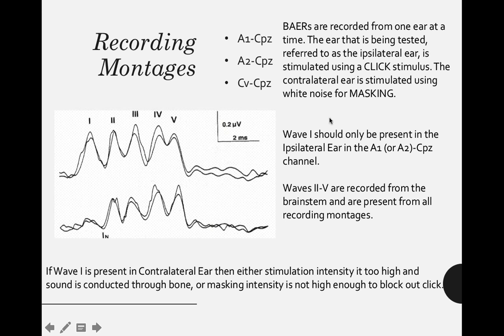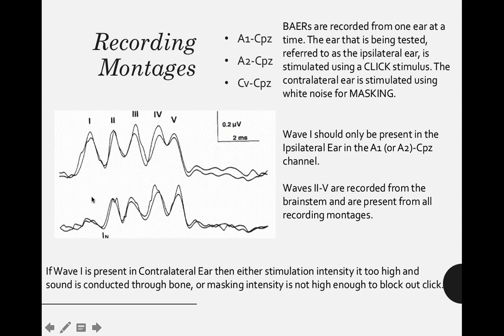Wave 1 should be present in the ipsilateral ear only. So if we look back here, we're stimulating, let's call this the right ear. So this would be the A2 to CPZ channel, and this will be A1 to CPZ. And so what's happening is in the right ear, wave 1 is our click. Wave 1 is the actual signal from the ear. We're going to talk about exactly where this comes from, but let's call this the click. So we want to see this in the ipsilateral ear. That's what we're stimulating.